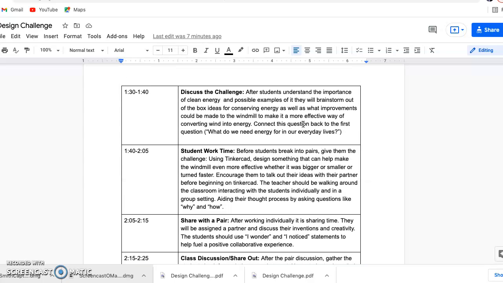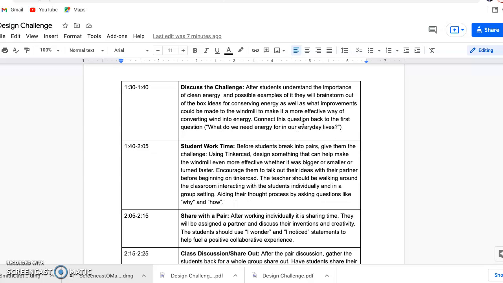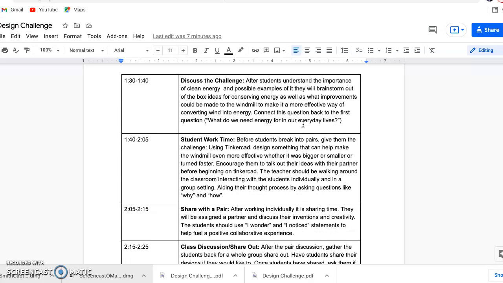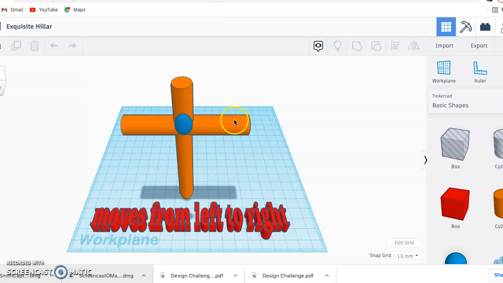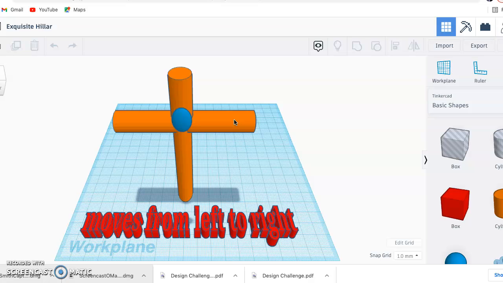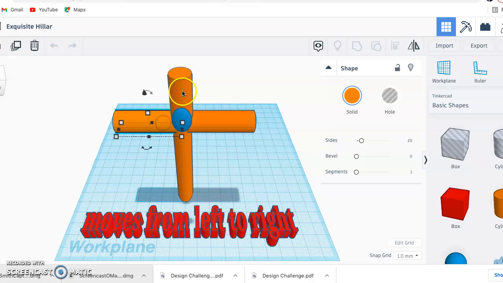After they get to discuss in class, the student work begins. So before they break into pairs, they're going to use Tinkercad and design something that can help make the windmill even more effective. An example of this would be shown right here. This is just the basic windmill. It's got 3 sides all around it, and it'll move from left to right.